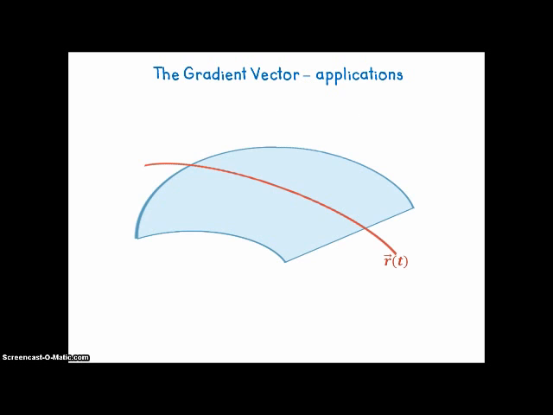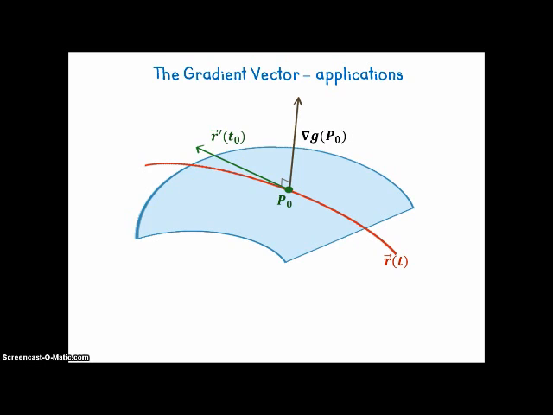Gradient vector applications. So let's say we have a surface, the blue surface, and maybe we have a curve on the surface described parametrically from previous lessons. Then you're going to have a vector tangent to the curve and therefore tangent to the surface at a particular point. And we've learned how to do that in the past.